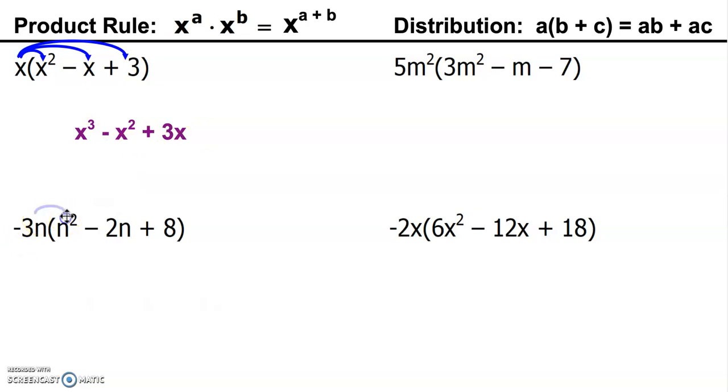We have 3n times n squared, negative 3n times a negative 2n, negative 3n times 8. So negative 3n times n squared becomes a negative 3n cubed. A negative times a negative here becomes a positive 6n squared. Negative times the positive becomes a negative 24n. And these two are on your own.